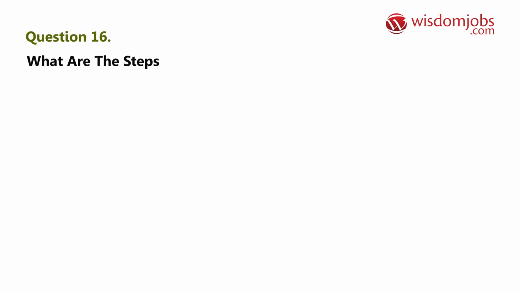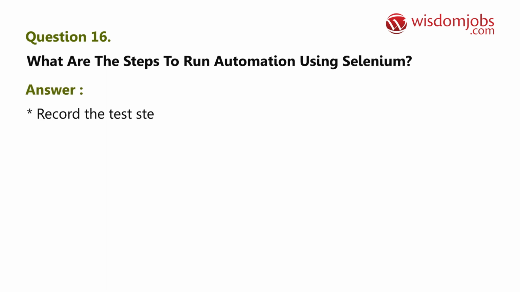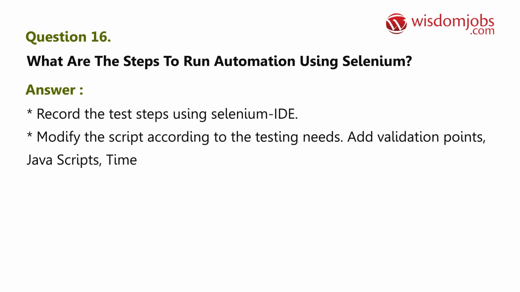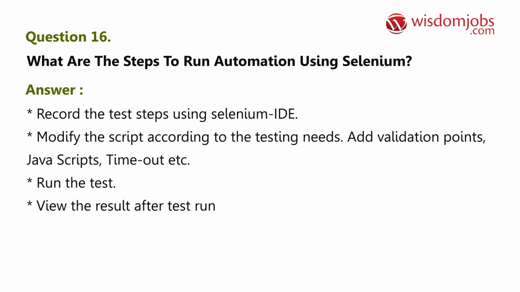Question 16. What are the steps to run automation using Selenium? Answer. The very basic steps are: record the test steps using Selenium IDE; modify the script according to the testing needs, add validation points, JavaScripts, timeouts etc.; run the test; view the result after the test run completes and analyze.